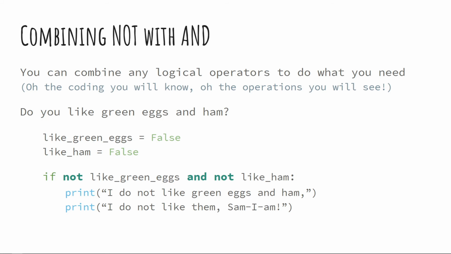So the classic green eggs and ham: if we do not like green eggs and we do not like ham, then we want to print "I do not like green eggs and ham, I do not like them, Sam I am." No copyright infringement intended, Dr. Seuss. However, if either of those were true, then this wouldn't print, because we're using and. So we need not like green eggs to be true and not like ham to be true. What that means is we need like green eggs to be false, and we need like ham to be false.